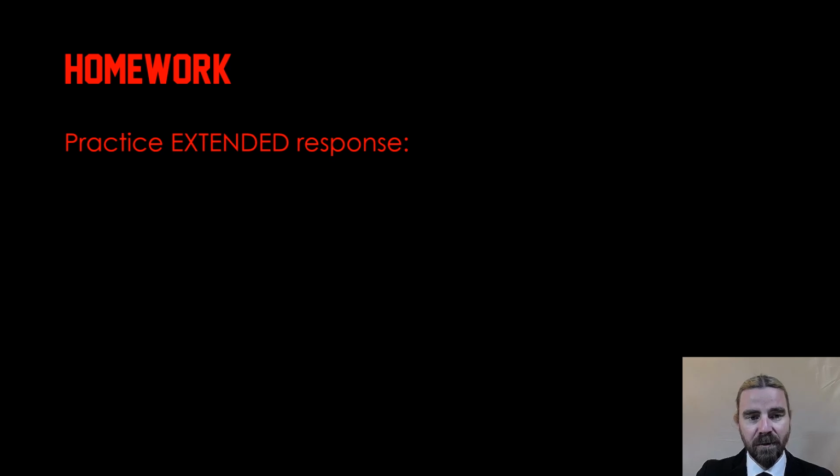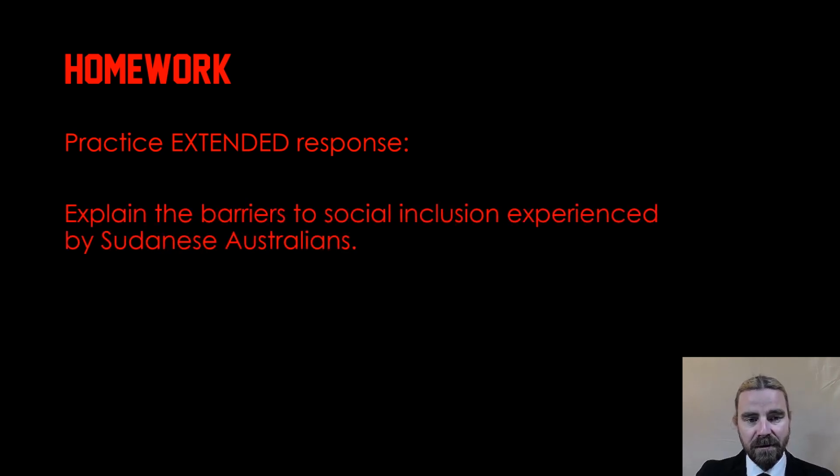Okay, homework time. It is our weekly practice response. You're going to do an extended response here, so this is a long one. You should spend about 15 minutes writing it, but it's a good idea to do a little plan first. Answer this question: explain the barriers to social inclusion experienced by Sudanese Australians. And for those of you in my class, make sure that you put that on my OneNote in the shared space.